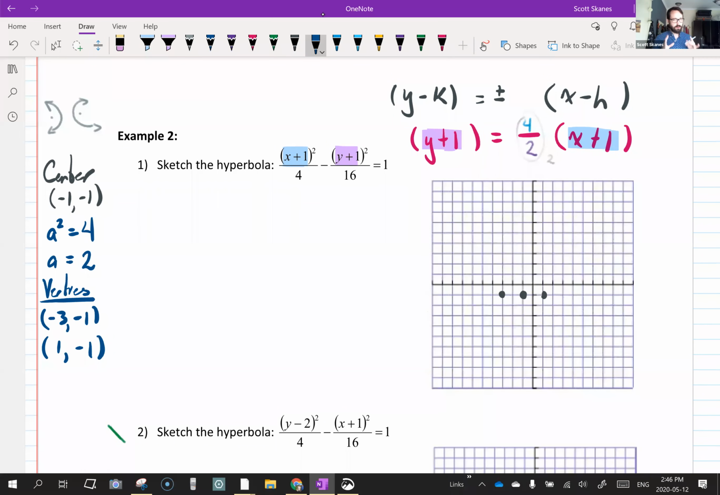Okay. Stay awake for this. This takes a lot of brain power to make sure you don't make a mistake. Let's do B. B squared in this case is 16. That means B must be 4. That means my co-vertices, my conjugate axis vertices, go up from the center by 4. Okay, let me make sure my colors are consistent here. Go up by 4. 1, 2, 3, 4 up top here. 1, 2, 3, 4 down here.